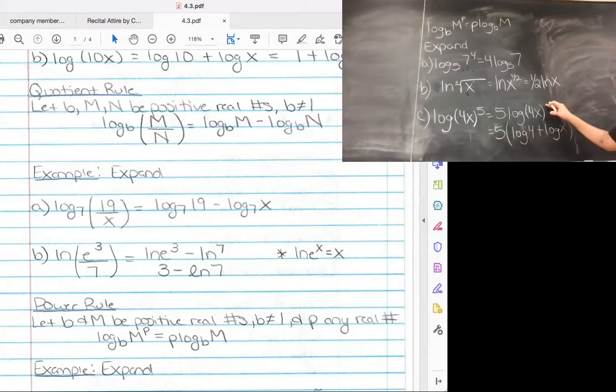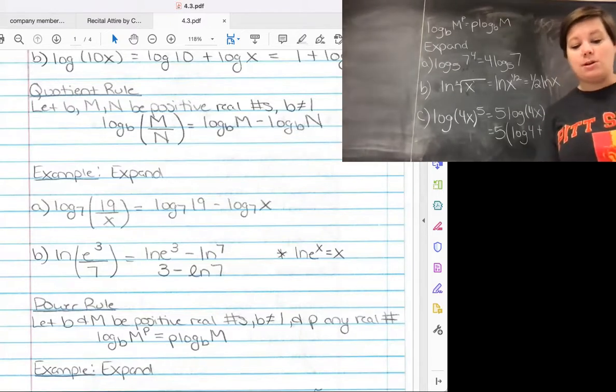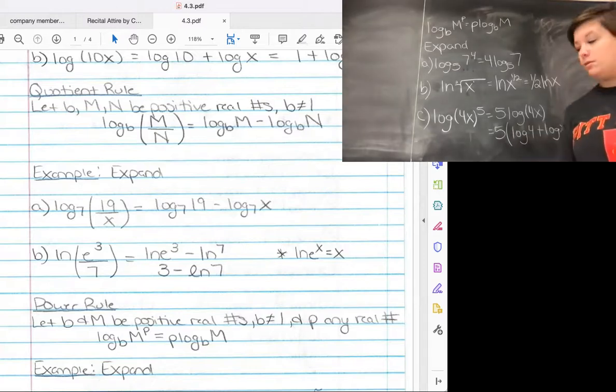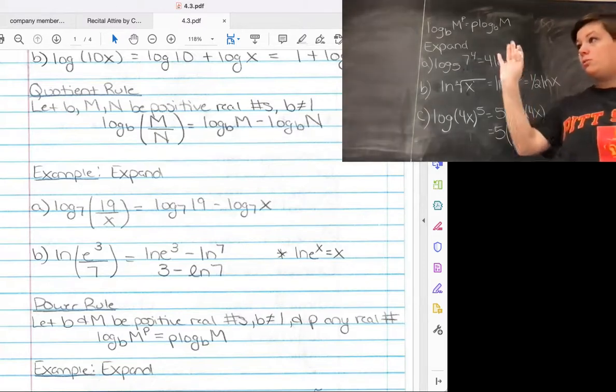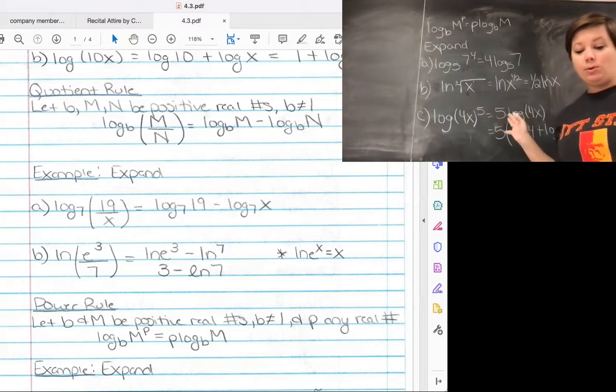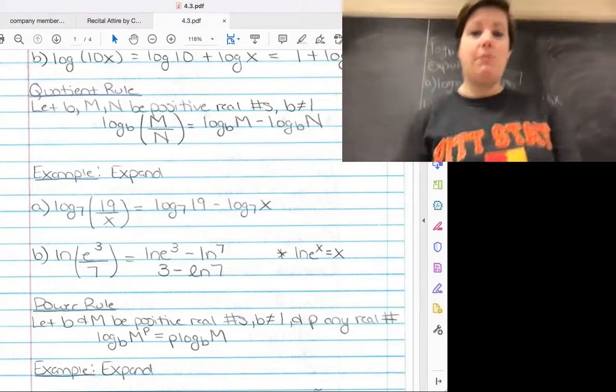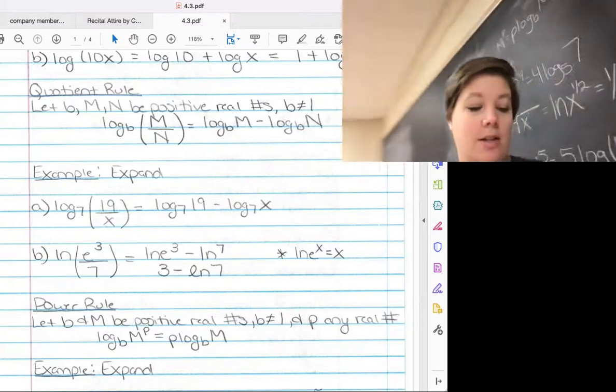So if we were only expanding by the power rule, we could stop here, which is what I did in my notes. But to fully expand it out, we would need to use the product rule as well, because we're not just learning these rules to use them individually. We're learning these rules so that we can use them combined together. Okay, so we've learned the product rule, the quotient rule, and the power rule. Now we are going to combine all of these rules together in order to simplify some more complex logarithms.